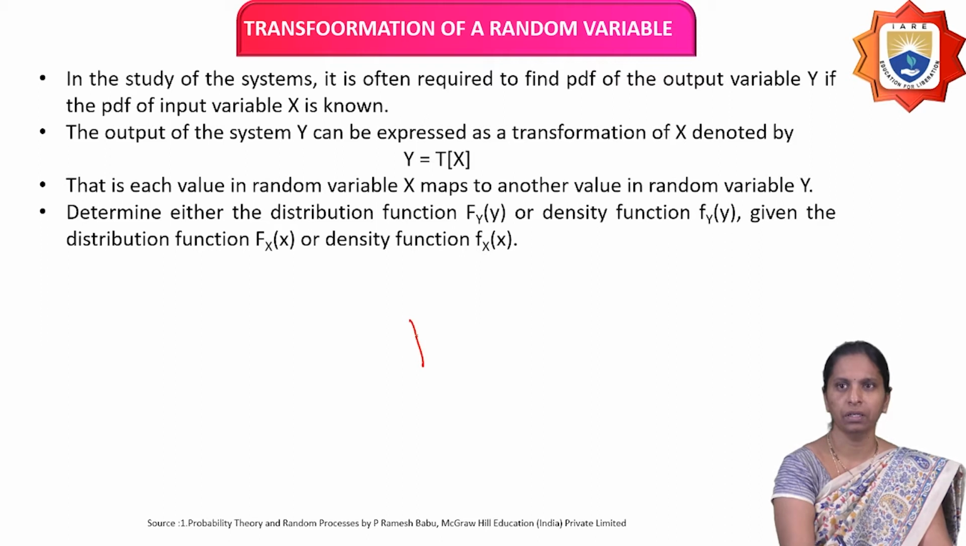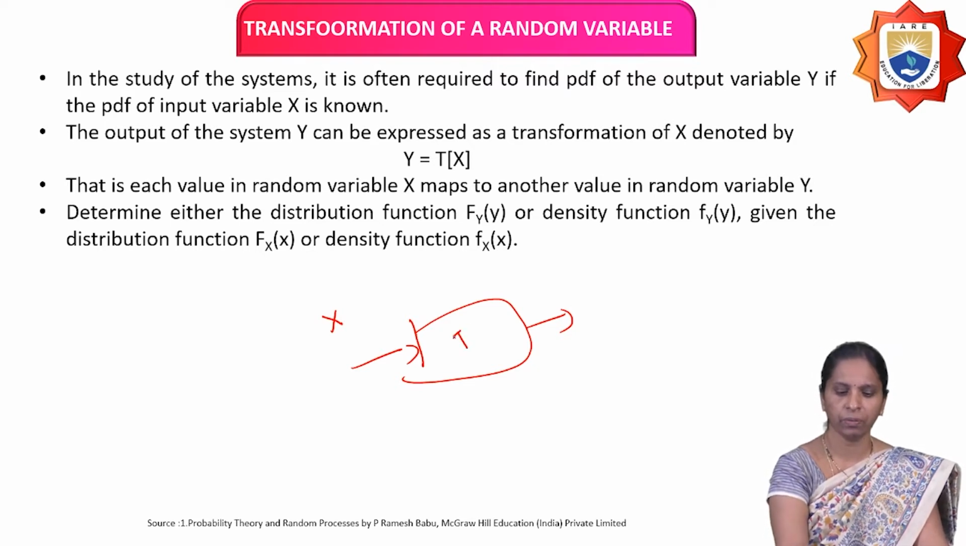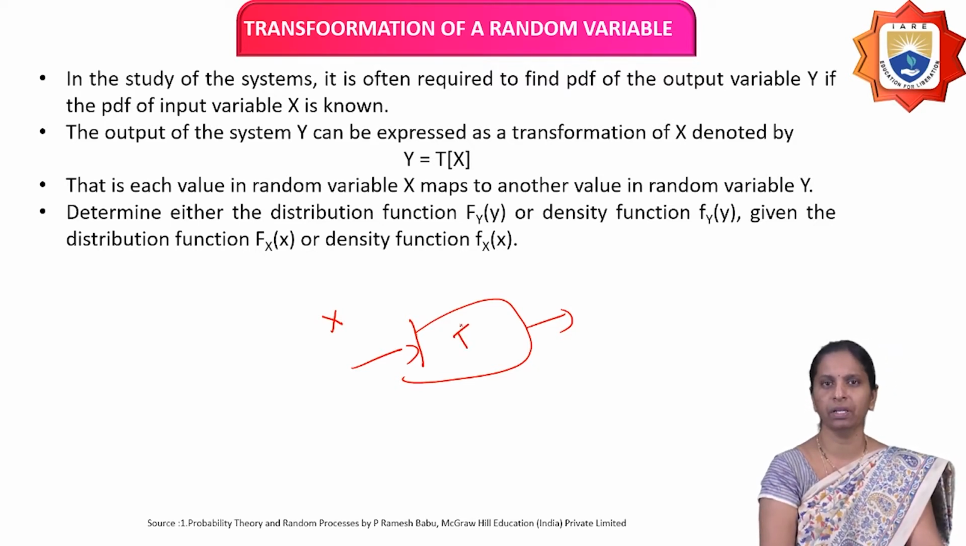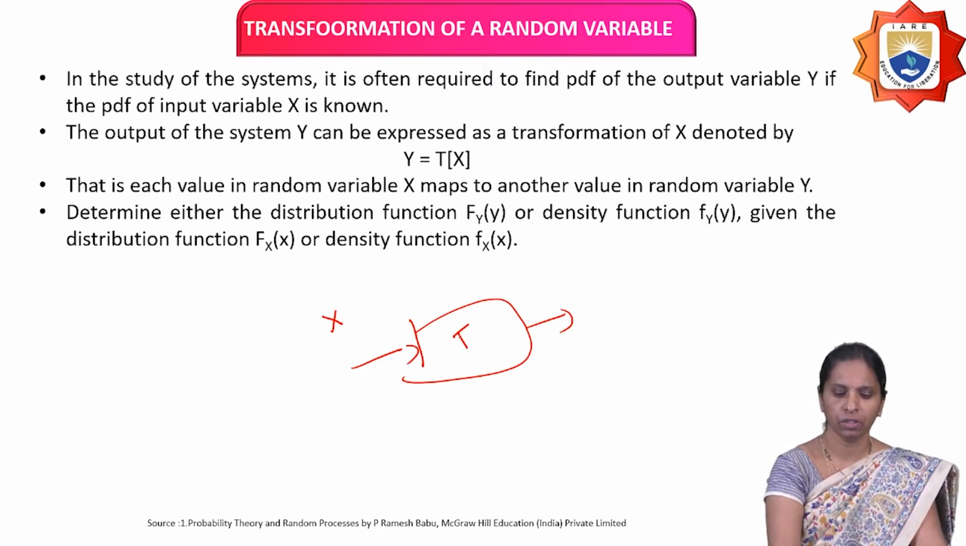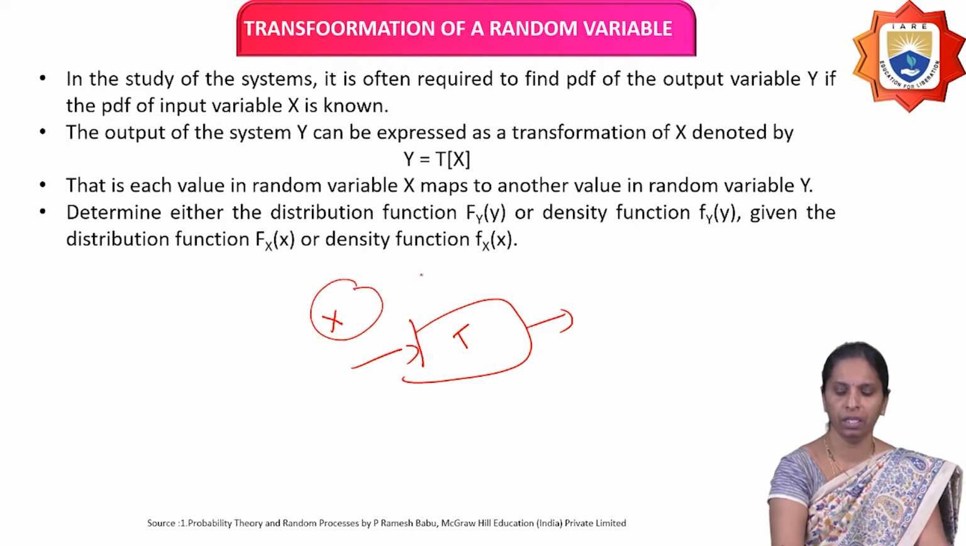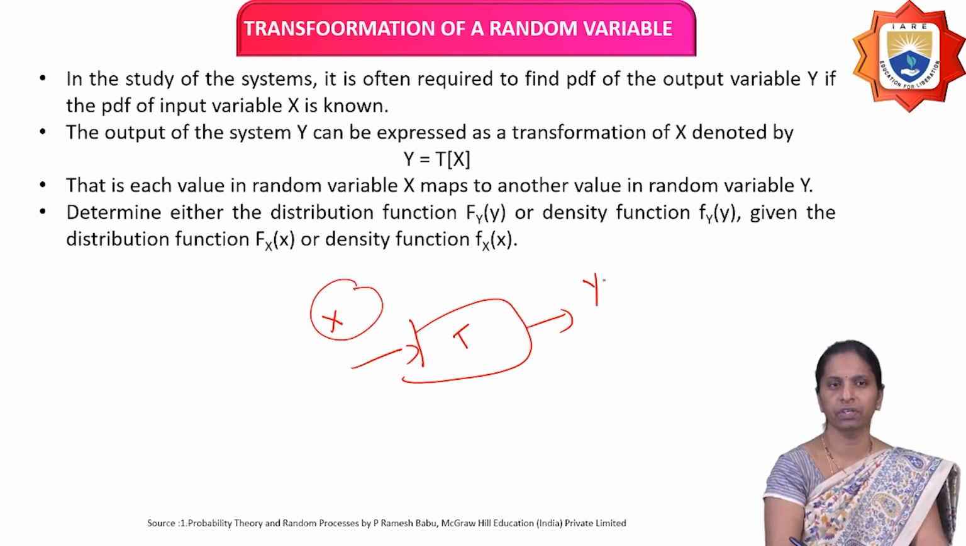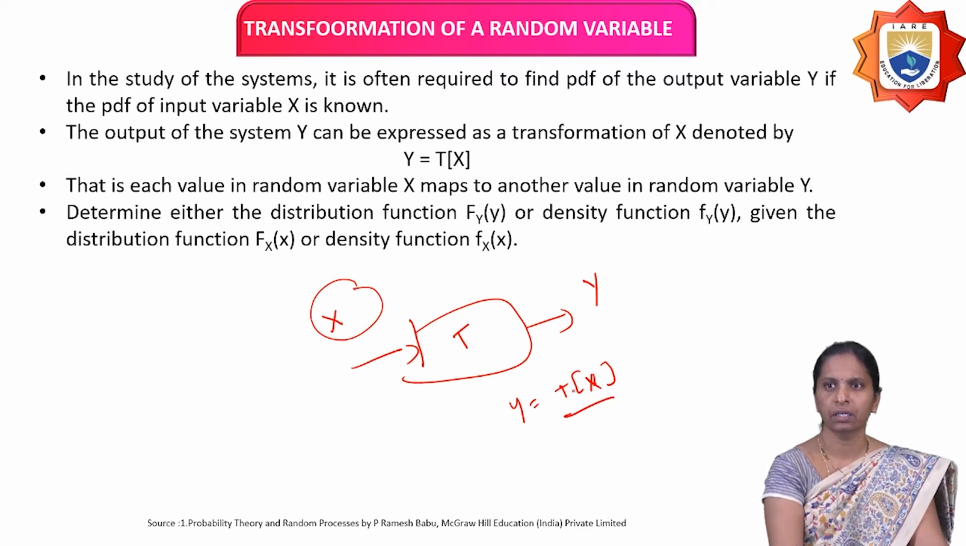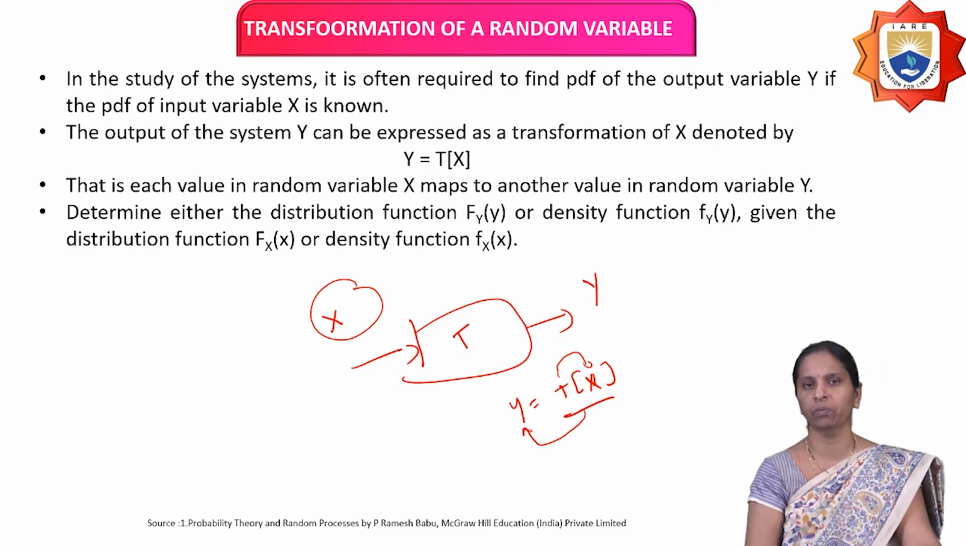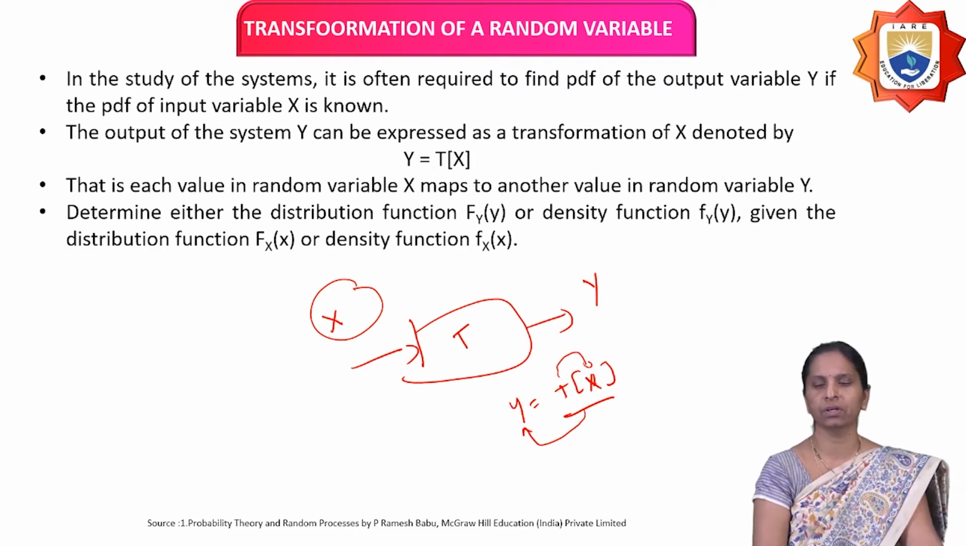For example, if we have a system, the input random variable, let us say x. By performing an operation on this variable, that is transformation. Transformation is nothing but performing the operation. By performing the operation on this random variable, I am going to get a new random variable y. How do you represent it? y equals T of x. What does T of x represent? Transforming the random variable x into a new random variable y. That is nothing but transformation of a random variable.